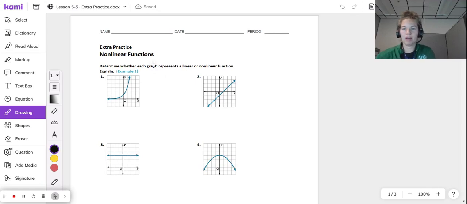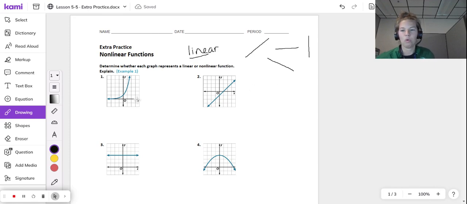Today we will be talking about linear versus nonlinear functions. Linear means line. It is a straight line. It can be a diagonal straight line, a horizontal straight line, or a vertical straight line. It just needs to go at a constant rate, whatever that rate is.